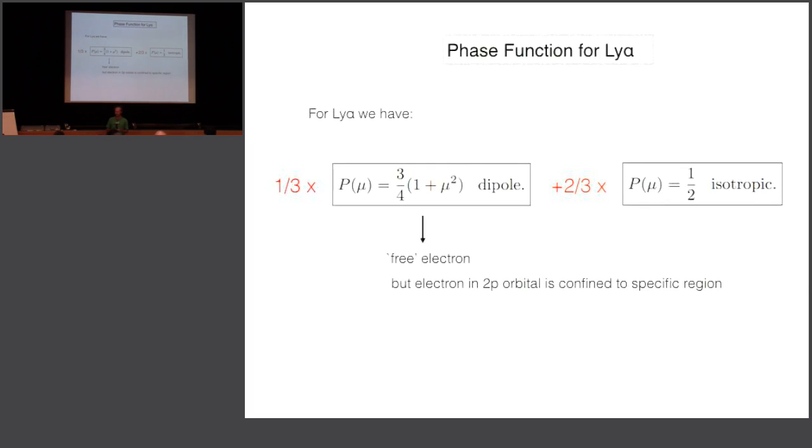The reality is actually even crazier. It turns out that the precise weight of dipole scattering versus isotropic scattering depends on frequency a little bit, and in a very strange way.